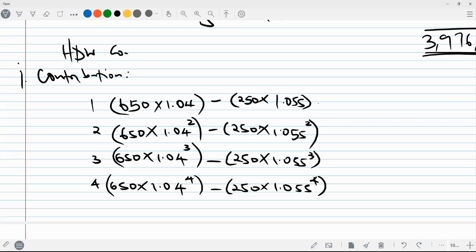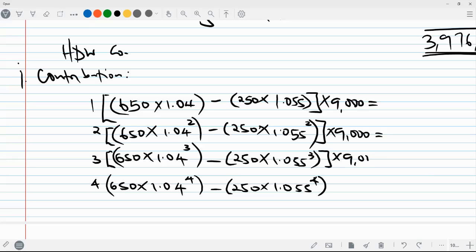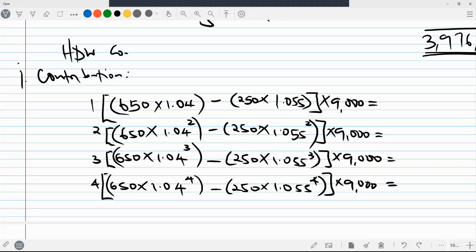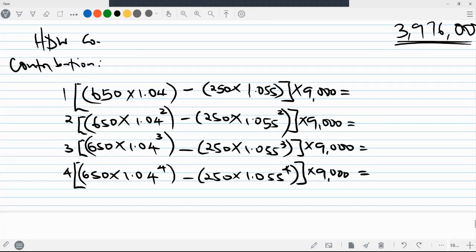To get the total contribution, we multiply the contribution per unit we have obtained by the number of units being sold. We are told the company will be selling 9,000 units per year. So we multiply by 9,000 for each year, year 1, year 2, year 3, year 4. That gives the total contribution we receive after inflation from year 1 all the way to year 4.